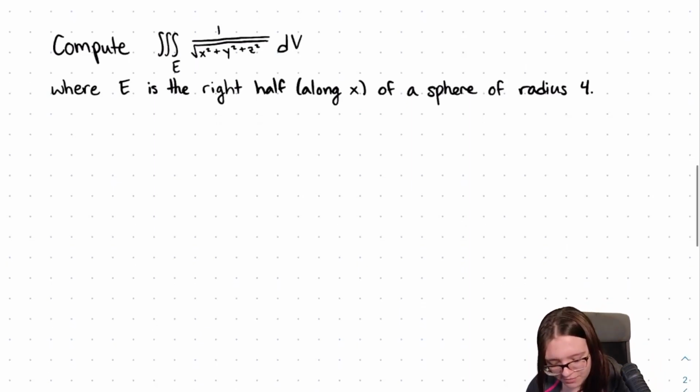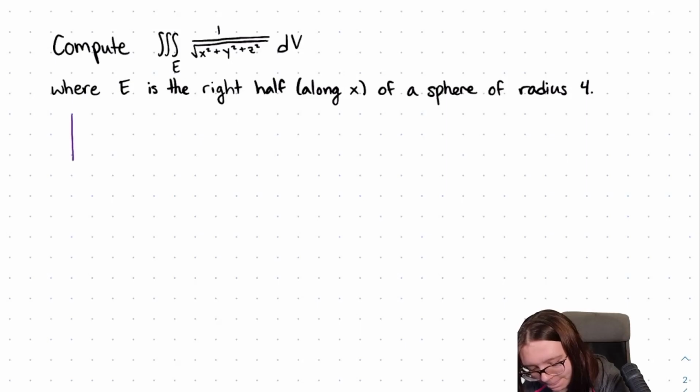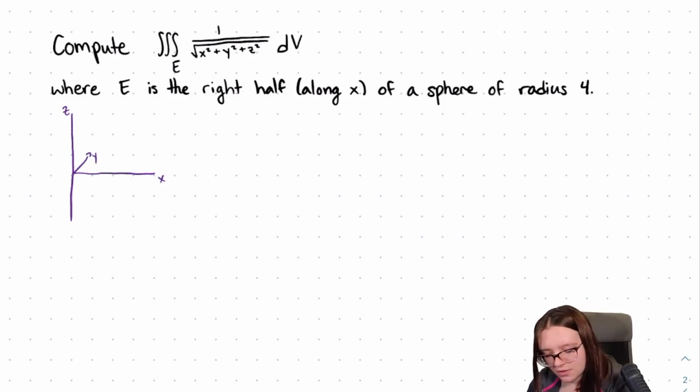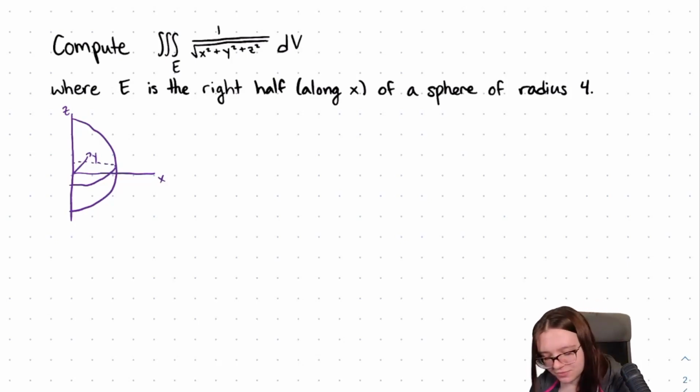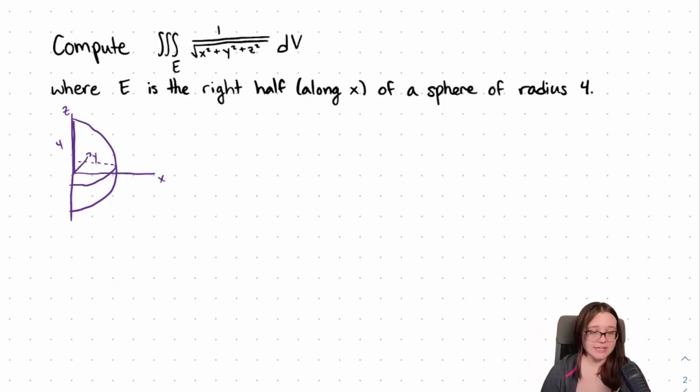So if I want to draw that, it would look something like this, where I've got my x and my z and my y sort of going in, and my sphere is centered at the origin. I know it doesn't say it, we're implying it. So it would look like this, where the radius of this half sphere is 4, if that makes sense.